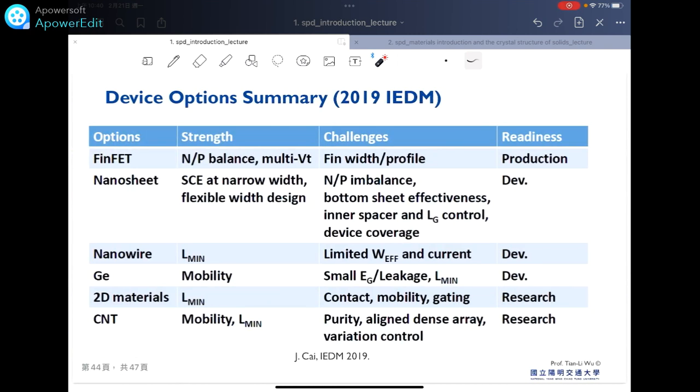And then this is 2019. In the case of 2019, the major types of device are still more or less the same. This is the IEDM talk, which comes from TSMC. Still, we are mainly considering FinFET, and this is at production level. And this is nanosheet. Nanosheet is very similar to nanowire, but made as a layer, not as a circle. This is under development. And all these 2D materials and the CNT are at the research level.